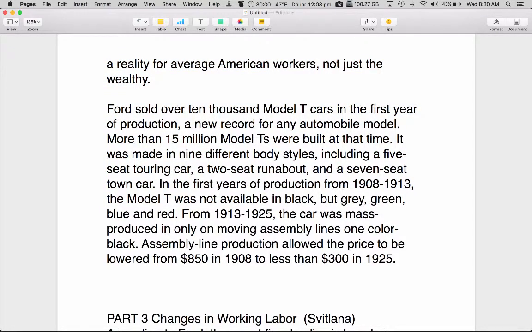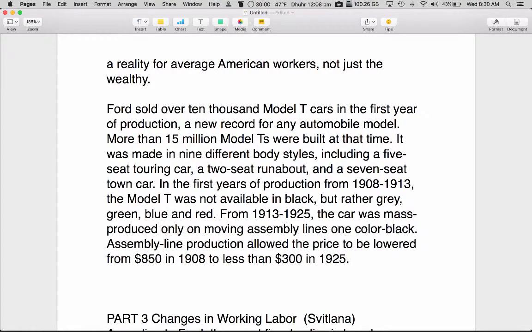Let's add that word rather. But rather, gray, green, blue, and red. From 1913 to 1925, the car was mass-produced in only on. That's strange. Okay, I think we don't need in. Let's begin again from here.